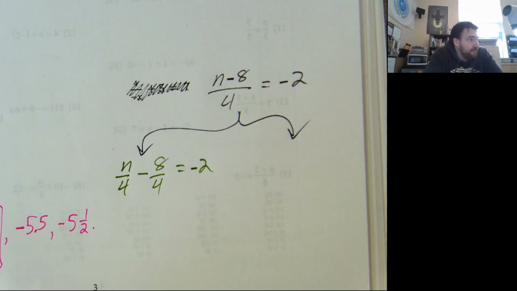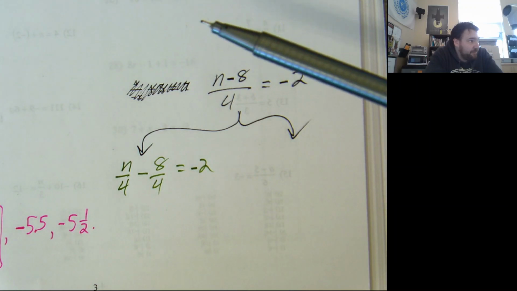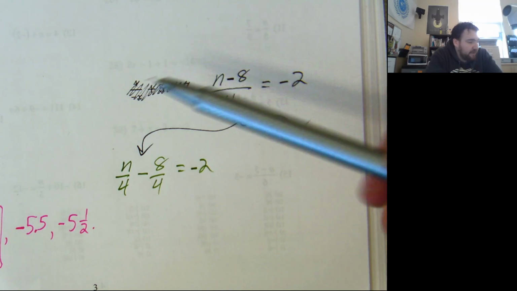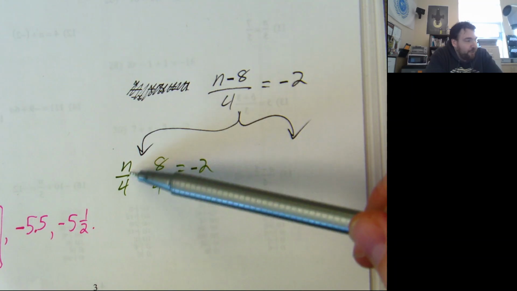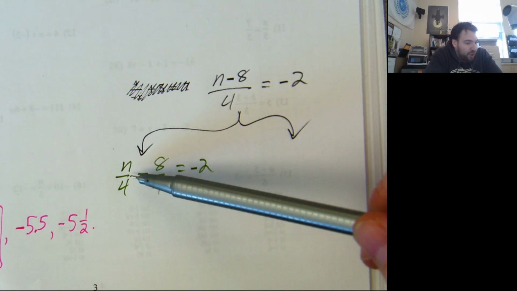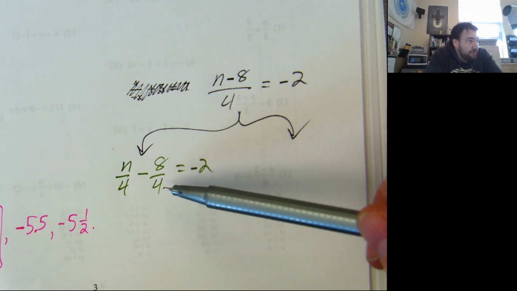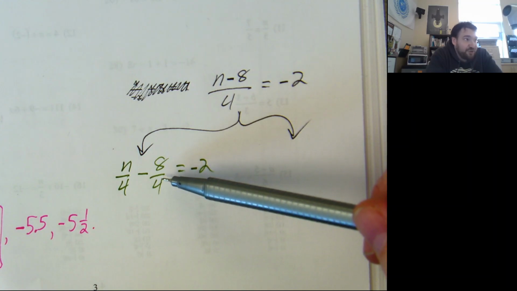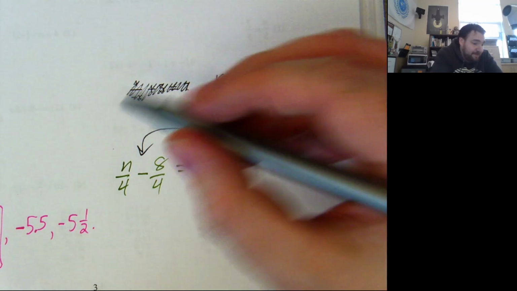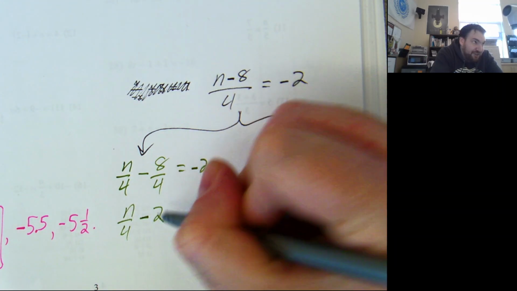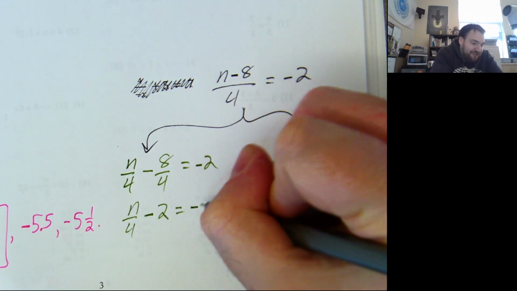And now we just simplify each piece. Can I do anything with this n over 4? No. Can I do anything with this 8 over 4? Yeah, 8 over 4 is? You're so close. It's 2. So this is going to become n over 4 minus 2 equals negative 2.